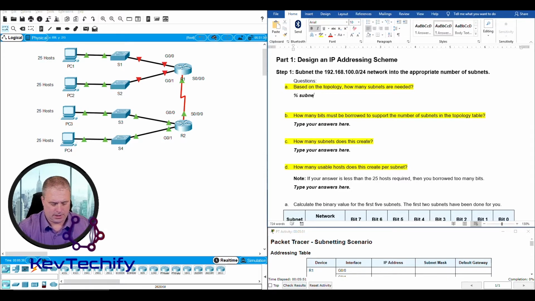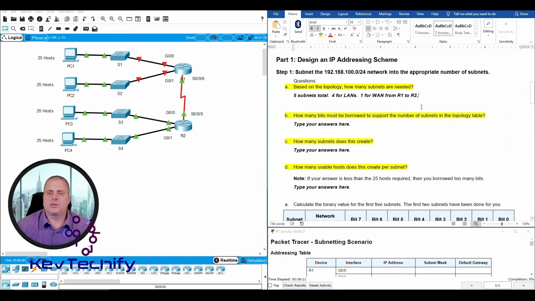Five subnets. 5 subnets total. 4 for LANs, 1 for the WAN from R1 to R2. How many bits must be borrowed to support the number of subnets in the topology?